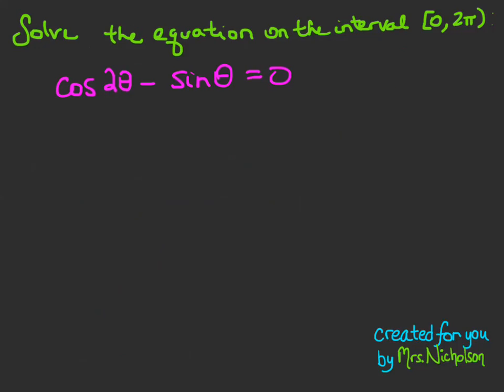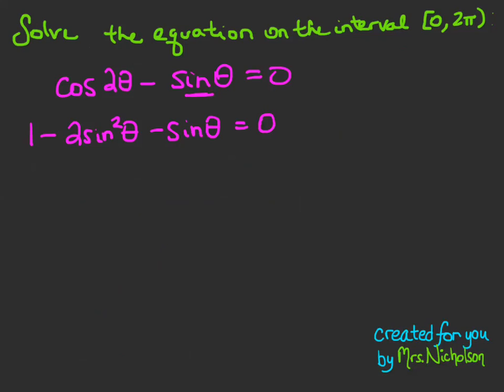All right, in this next example, we're actually going to be solving an equation that involves one of these double angle identities, cosine 2 theta. Now again, this is the double angle identity that has 3 different representations. But here, I know that I'm going to choose the one that involves sine because the other term in my equation is a sine theta. So I'm going to change cosine 2 theta to be 1 minus 2 sine squared theta, minus sine theta equals 0.